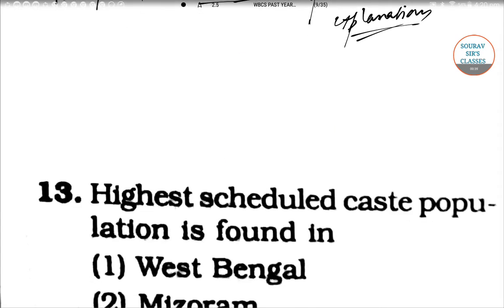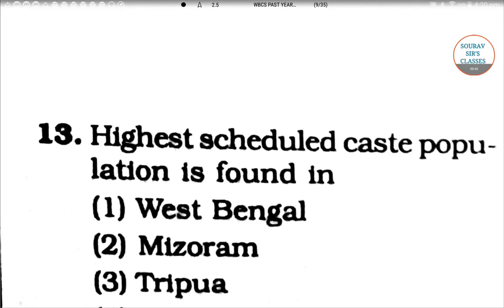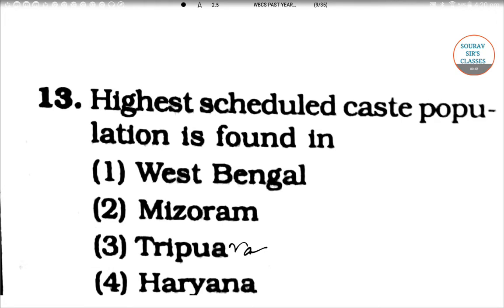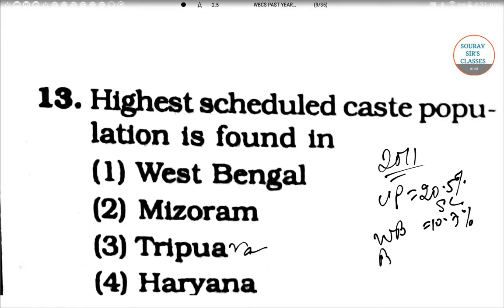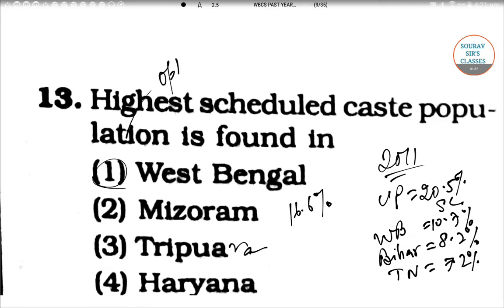The first question is, highest scheduled caste population is found in West Bengal, Mizoram, Tripura or Haryana. As per the 2011 census, Uttar Pradesh stands first with 20.5% of the total SC, followed by West Bengal with 10.7%, followed by Bihar with 8.2%, followed by Tamil Nadu with 7.2%. The scheduled caste comprises 16.6% of India's population. So here the correct option would be West Bengal, because among these four, the most scheduled caste population is in West Bengal only. So option 1 is correct.